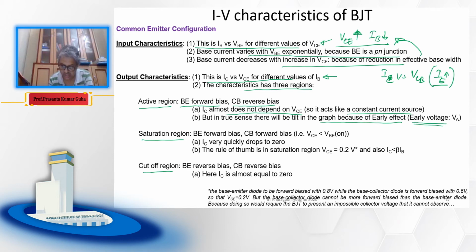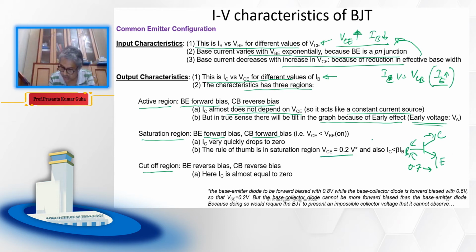What about saturation region? As I said, in case of saturation region, BE is forward bias and CB is also forward bias. The rule of thumb is, so in saturation region, what happens? You see, this junction is forward bias, 0.7 or 0.8 volt, and this junction is also forward bias. Okay, so collector, base, and emitter.